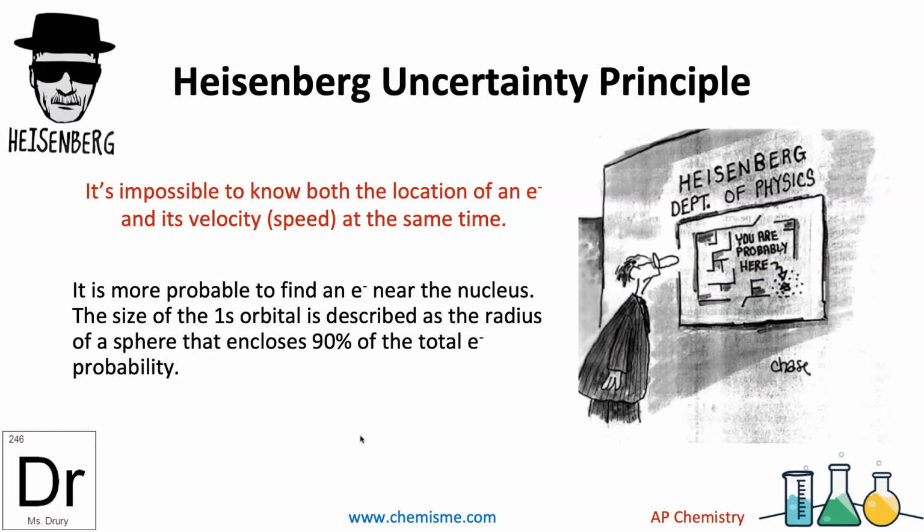And it led to something called the Heisenberg uncertainty principle. If you see something in red, you most definitely should write it down in case you didn't know. It is impossible to know both the speed and the location of an electron at any given time. You can know one or the other.